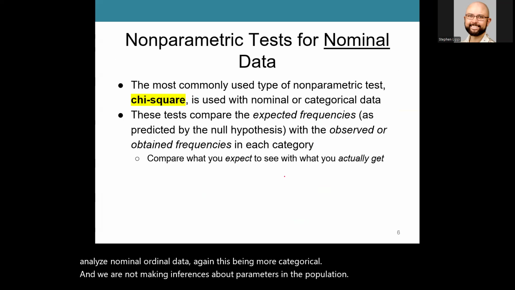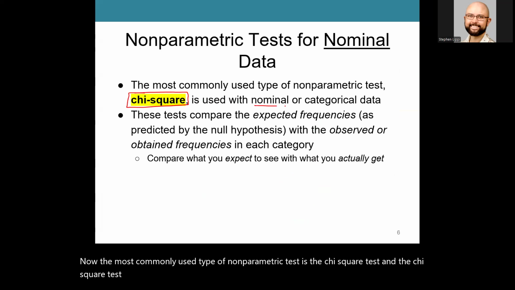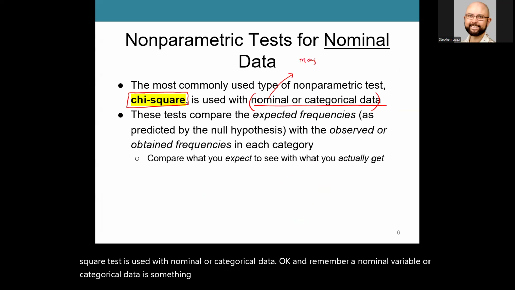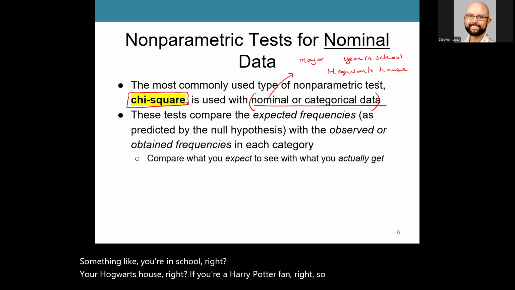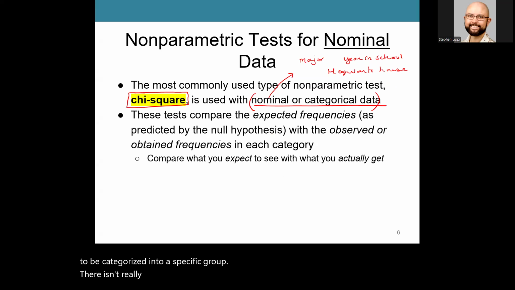Now, the most commonly used type of non-parametric test is the chi-square test. And the chi-square test is used with nominal or categorical data, okay? And remember, a nominal variable or categorical data is something like major, something like year in school, right? Your Hogwarts house, right? If you're a Harry Potter fan, right? So something that allows you to be categorized into a specific group, but there isn't really anything beyond that.